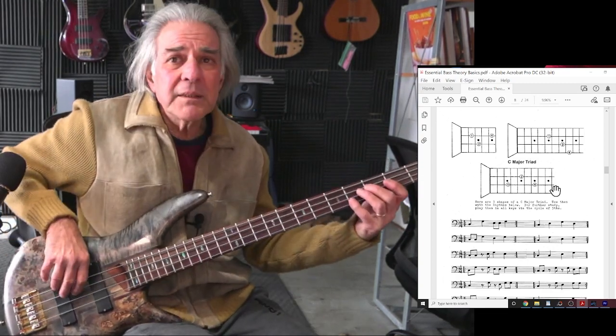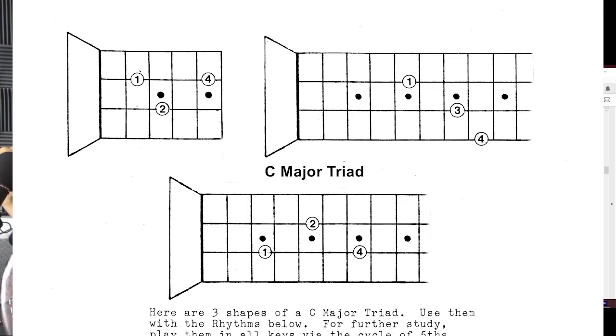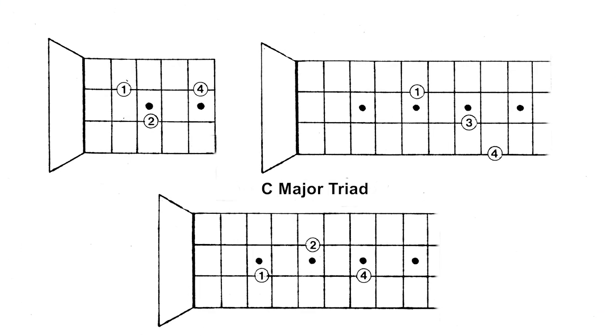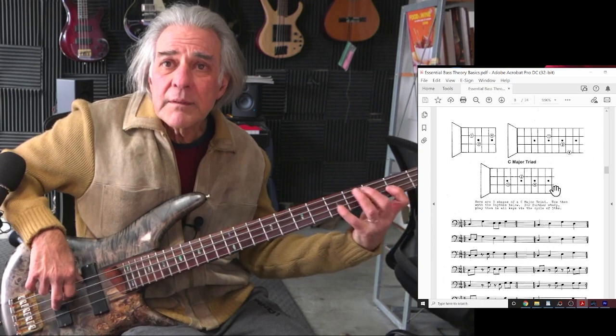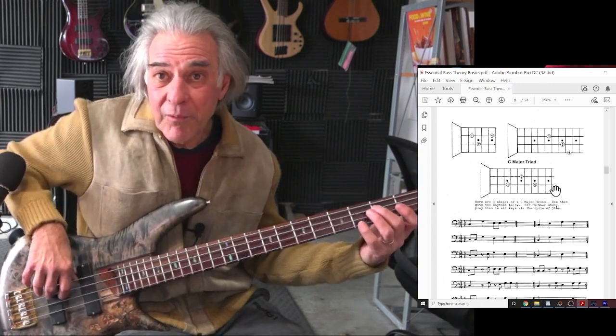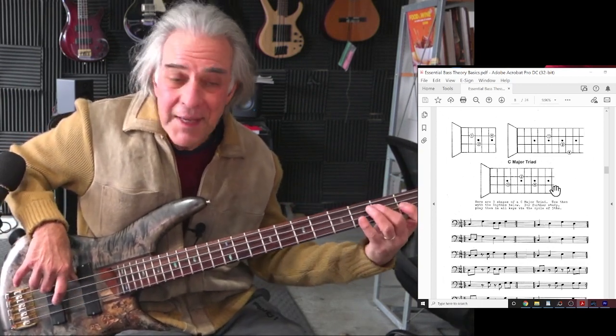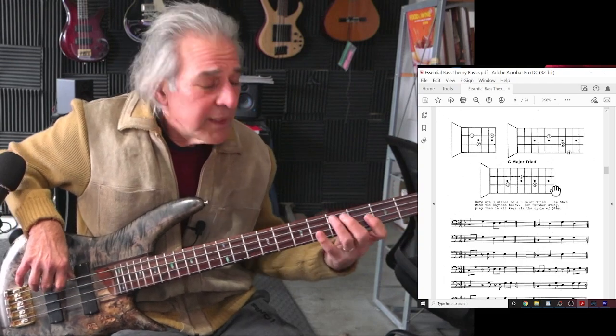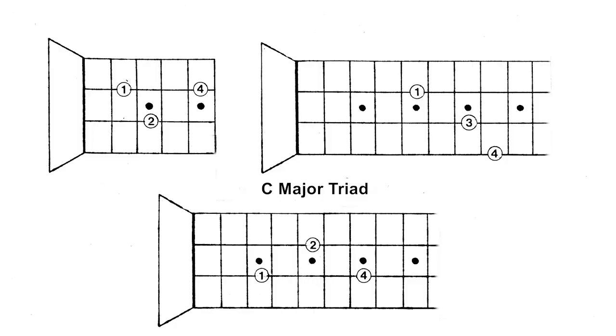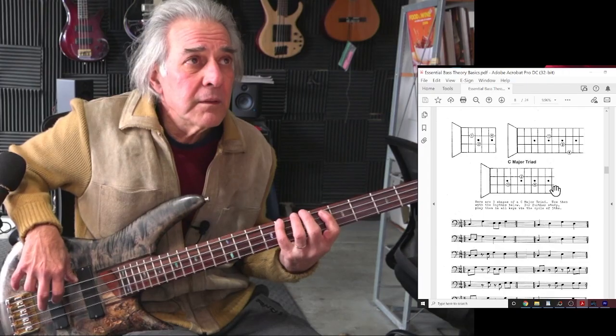So we take the major triad, in the key of C. I'm sure you've heard that one. If you haven't, here it is. And then the next shape would be going to the 8th fret and playing it from the baby finger on the root.